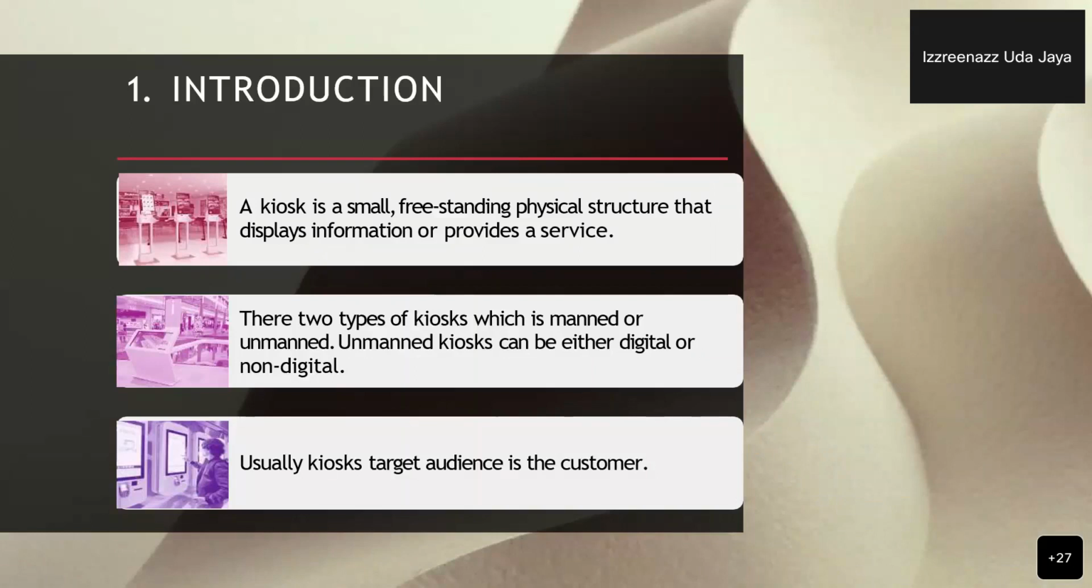A kiosk is a small freestanding physical structure that display information or provide a service. There are two types of kiosks, which is manned or unmanned.